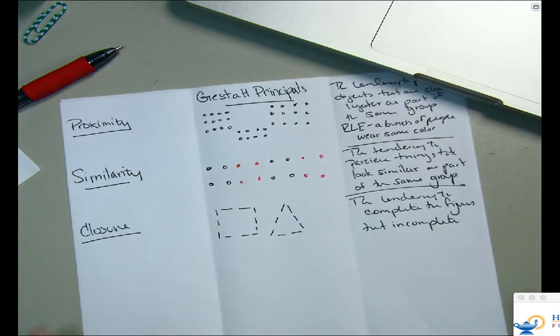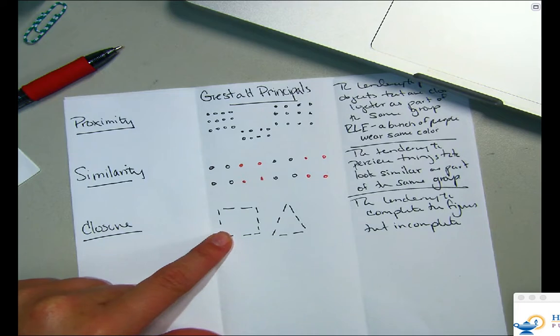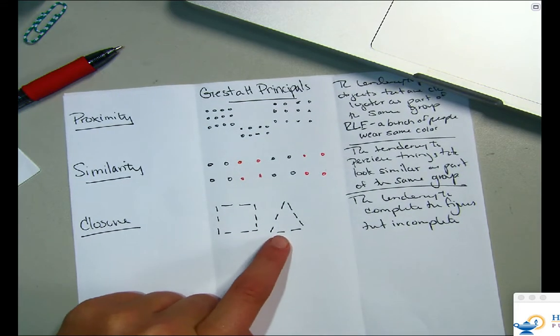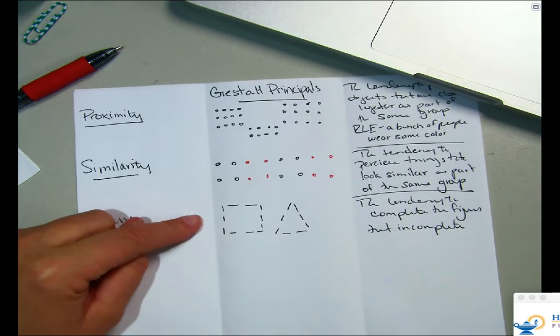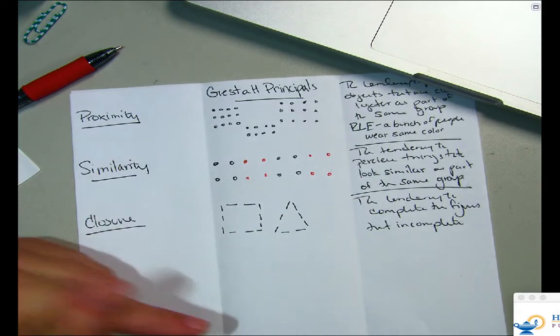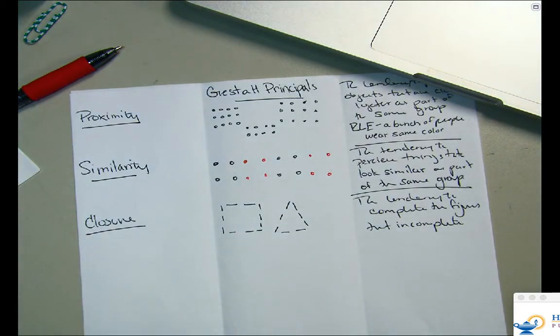Okay, so what is this? What is this? You're all wrong because they're just a bunch of lines. Okay, but with closure, we can see what it is. That's the comparison of the two.